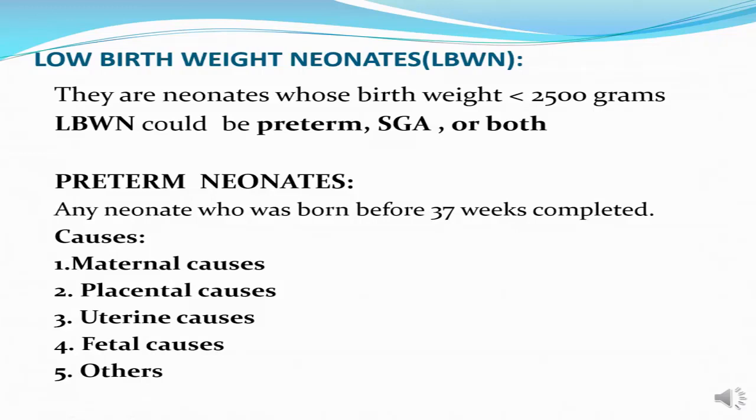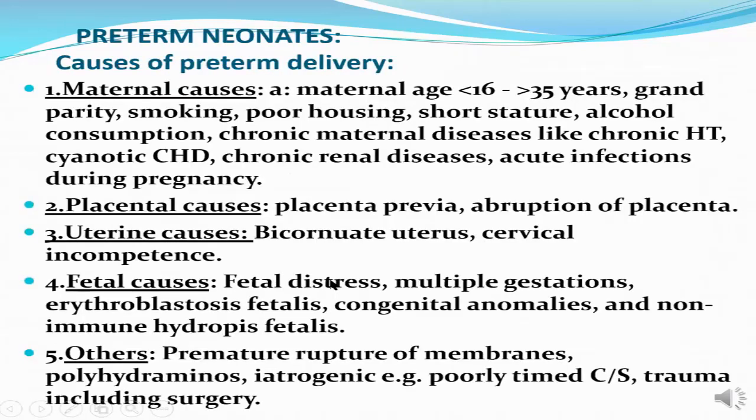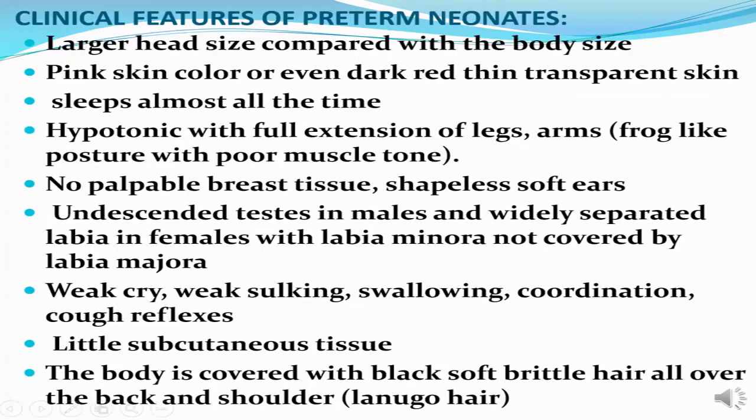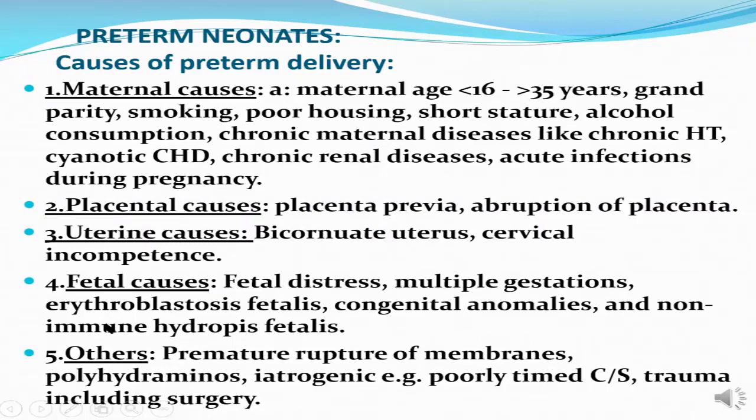The causes behind premature delivery include maternal causes, placental causes, uterine causes, fetal causes, and other miscellaneous causes. So these are details of the causes of premature delivery, including maternal causes like maternal age, grand parity, smoking, poor housing, short stature, alcohol consumption, and then placental causes: placenta previa, abruptio placentae; uterine causes: bicornuate uterus, cervical incompetence; fetal causes including fetal distress, multiple gestation, erythroblastosis fetalis, congenital anomalies; then other miscellaneous causes including premature rupture of membranes, polyhydramnios, and iatrogenic causes.